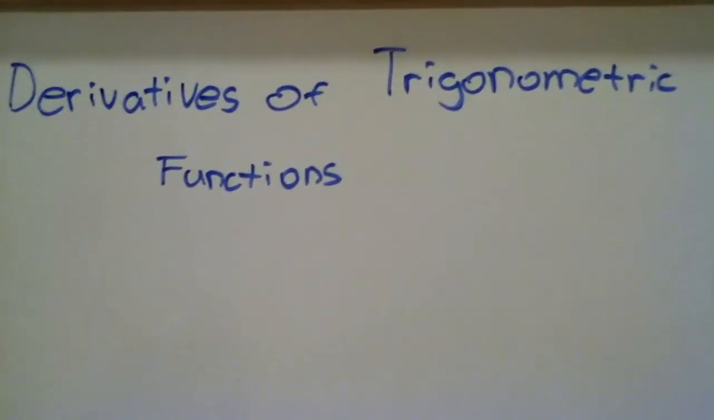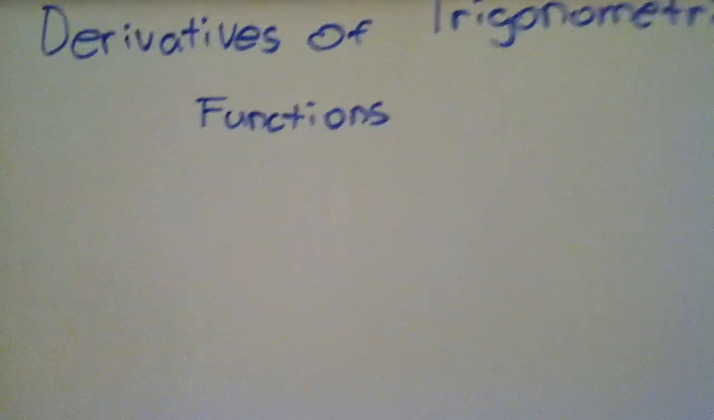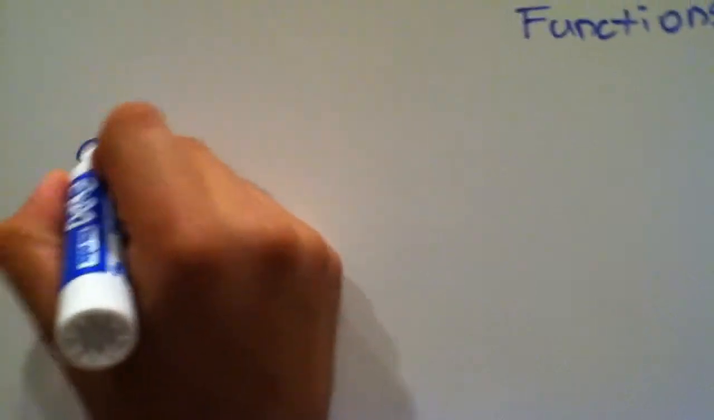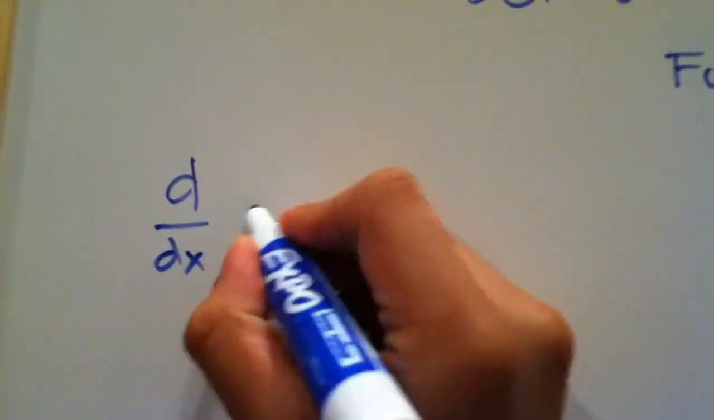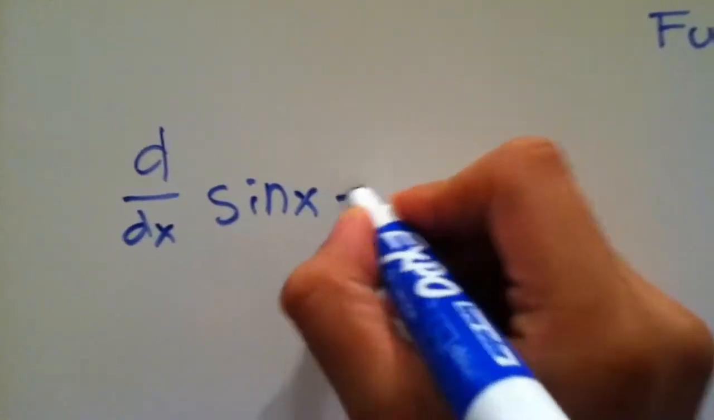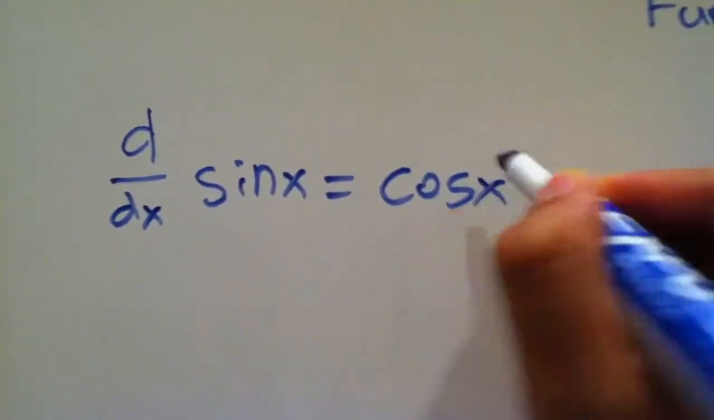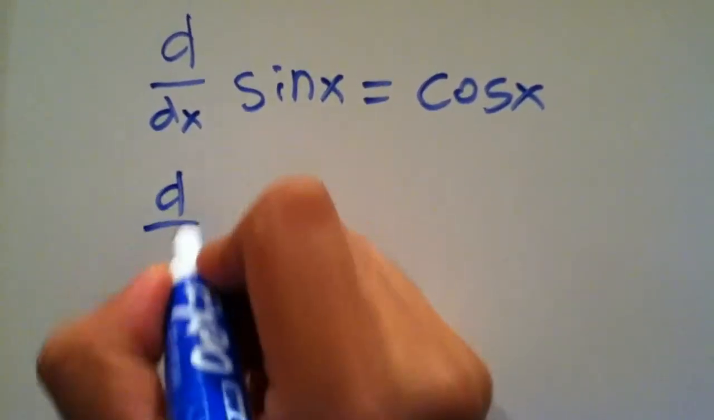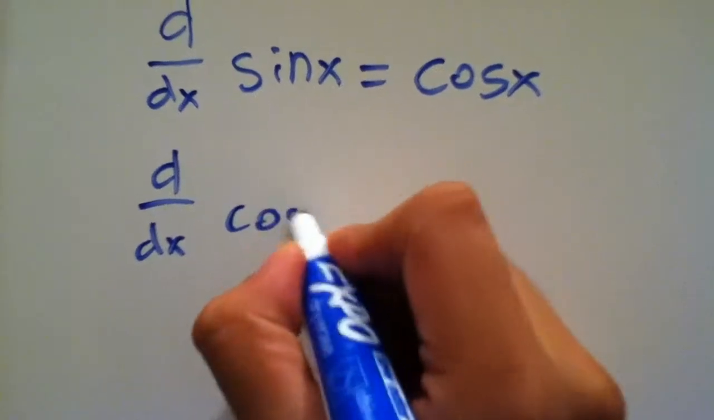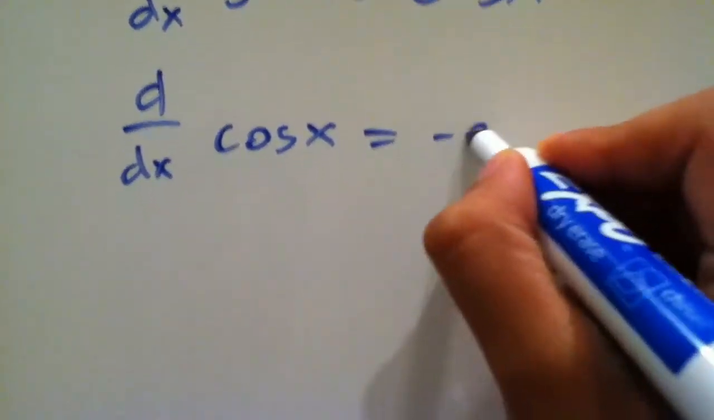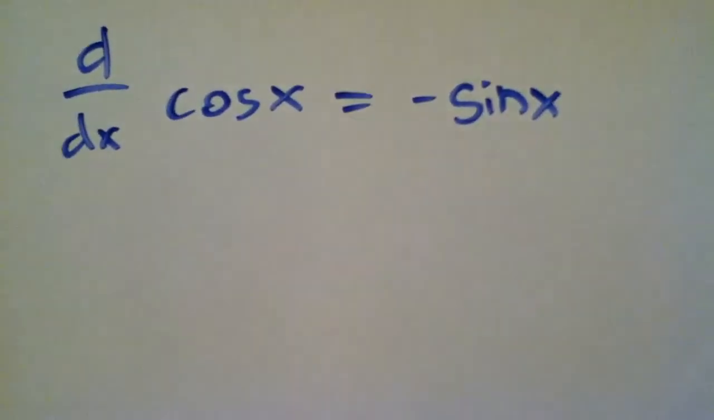Let's discuss the derivatives of trig functions. Let's start with sine x. So the derivative of sine x is equal to cosine x. The derivative of cosine x is equal to negative sine x.